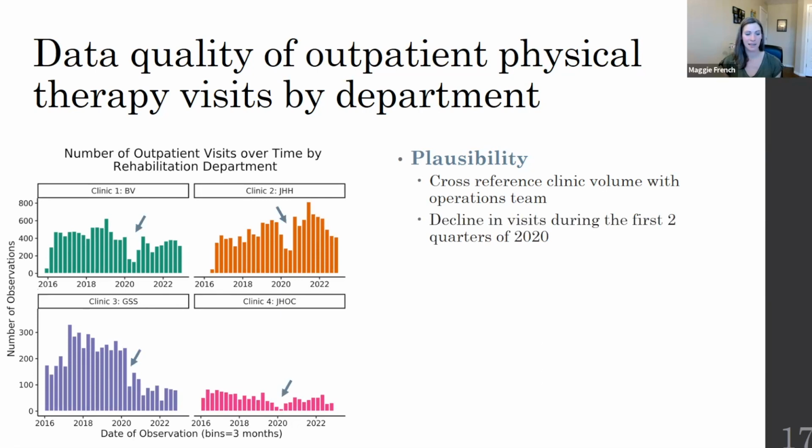In this case, we see in all three of these clinics a decline in visits that occur at the beginning of 2020. And this makes a lot of sense given what we know happened to the world during 2020, the COVID pandemic, where we had a stark reduction across the healthcare systems of outpatient visits. And so this data does demonstrate good plausibility, both compared to our internal validity verification checks with our operations teams and with external sources.